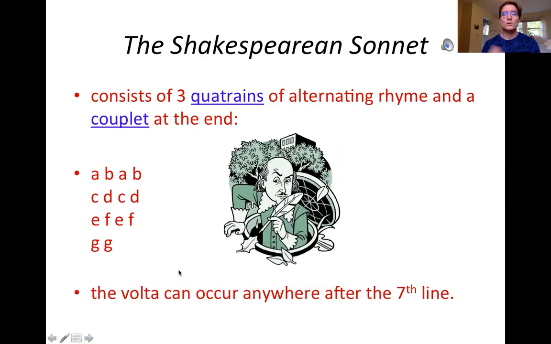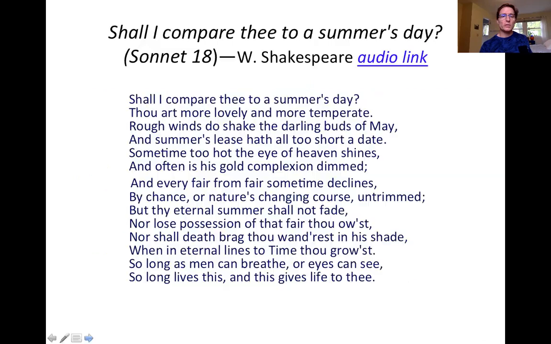All right, the Shakespearean sonnet is actually a lot more common in English, and of course, part of that is it was written by an Englishman, Shakespeare. It consists of 3 quatrains of alternating rhyme and a couplet at the end: A, B, C, D, C, D, E, F, G, G. The volta, or turn, can occur anywhere after the 7th line, so he's got a little more freedom happening here. This is very famous.